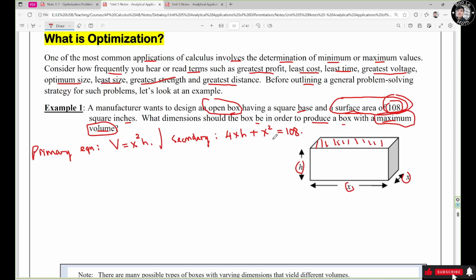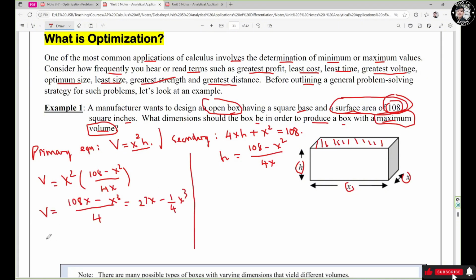Now from this secondary equation, we're going to solve for h, and then we're going to substitute that into the primary equation. So I have h equals 108 minus s squared over 4s. So the primary equation becomes V equals s squared times (108 minus s squared) over 4s. The goal is we just create an equation with one variable. Previously, this equation contained two variables.